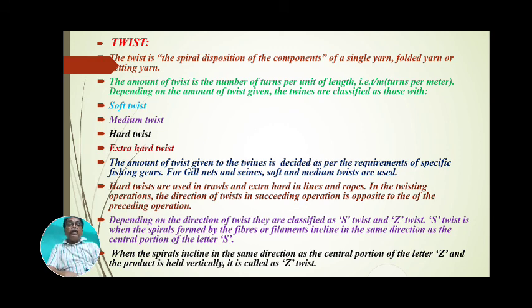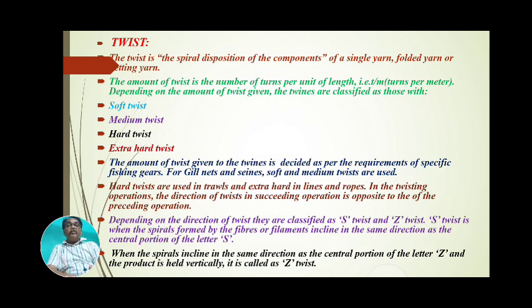S twist is when the spirals formed by the fibers or filaments incline in the same direction as the central portion of the letter S. Whereas Z twist is when the spirals incline in the same direction as the central portion of the letter Z, and the product is held vertically. It is called Z twist.